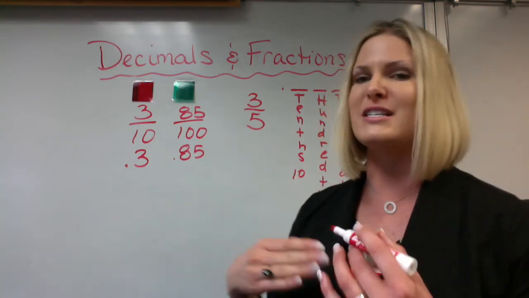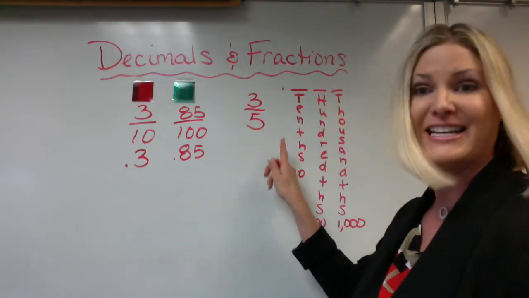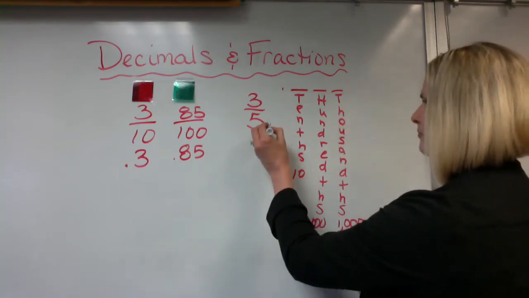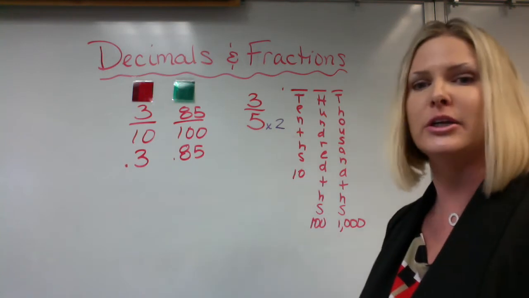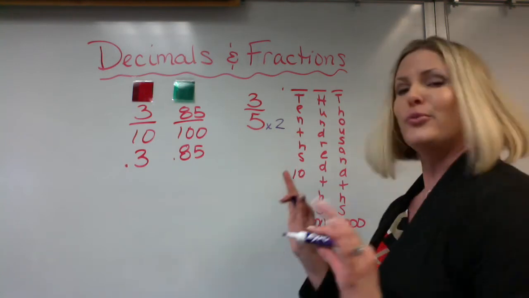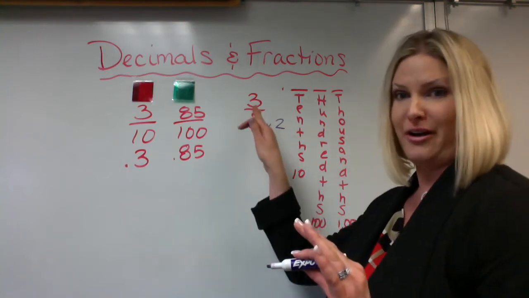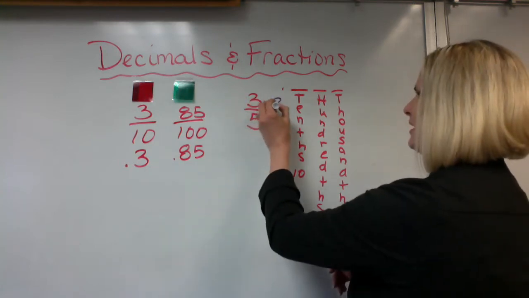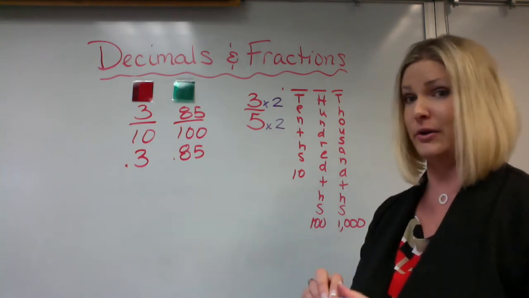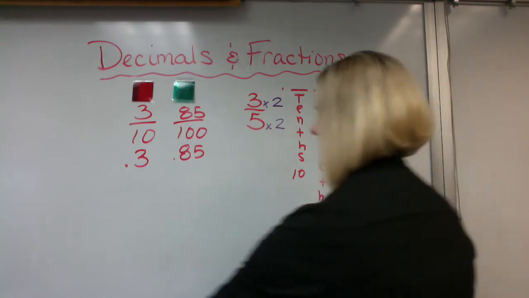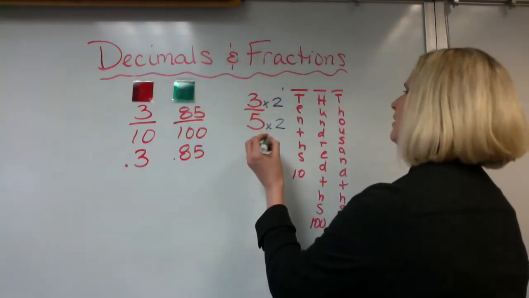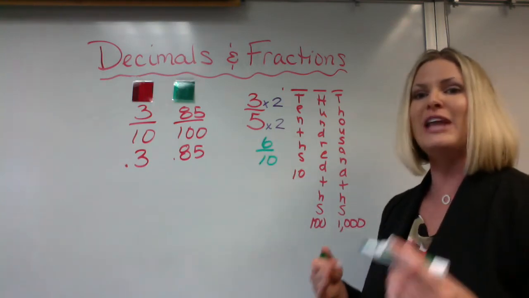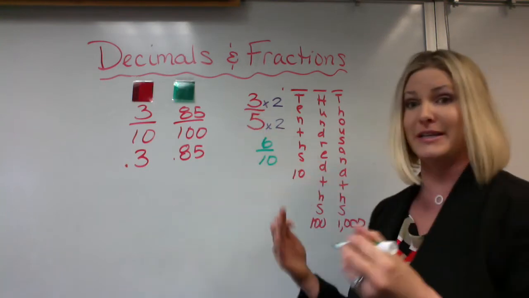So let's actually pick the one that's closest. We want to make this 5 a 10. So what could we do to the 5 to make a 10? Well, we can times it by 2 and it would make it a 10. Remember the rule, whatever you do to the bottom, you do to the top. So whatever you do to the denominator, you have to do to the numerator. So you would times that by 2 as well. And you're going to create an equivalent fraction, which would then be 6/10.